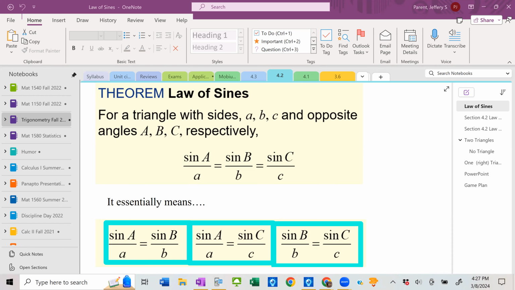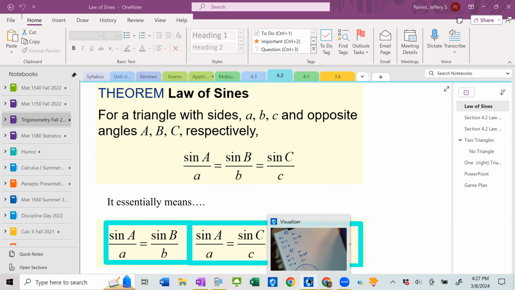Of course, the basic theorem is right here. Sine of A over little a, sine of B over little b, and sine of C over little c are all equal to each other. Now, in practical terms, you're only going to use two out of the three of these ratios at any one time. And when you do, there's several different things that can happen. So let's go over those right away.